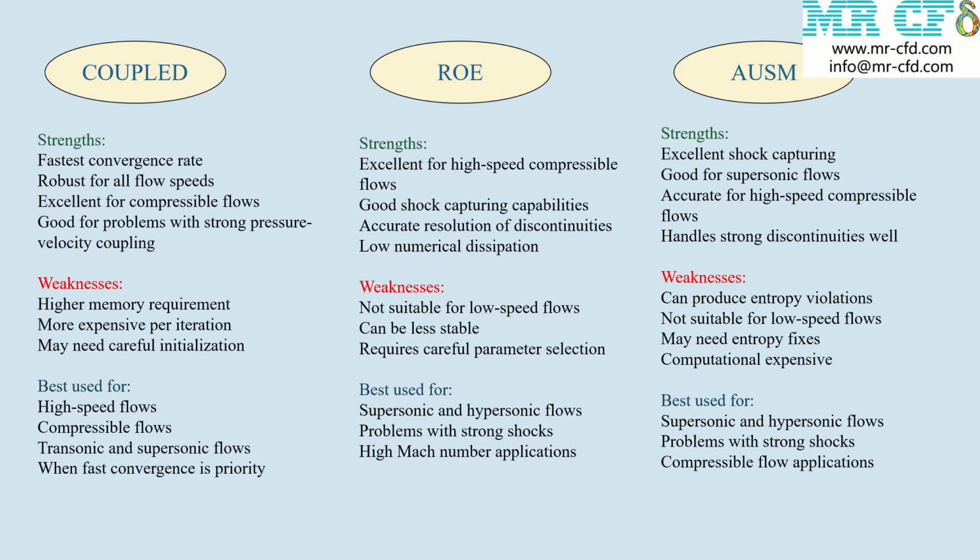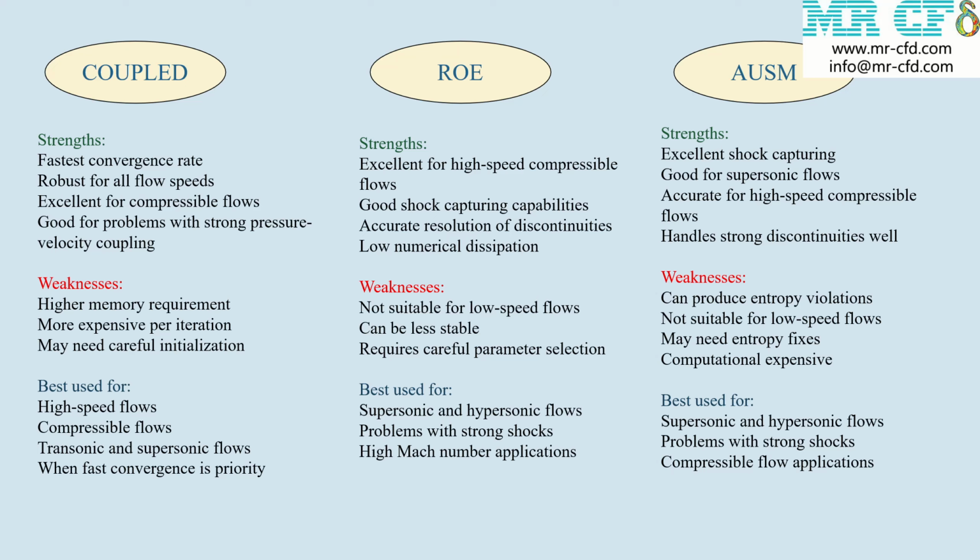The next method is the Roe model, which excels in high-speed compressible flows and effectively captures shocks, accurately resolving discontinuities with lower numerical dissipation compared to AUSM. However, it is not suitable for lower speed flows and can be less stable than methods like the coupled algorithm. Its best use is for supersonic and hypersonic flows, particularly in problems involving shock systems. Careful mesh design near shocks and the use of appropriate flux limiters and good initialization are essential for effective use.